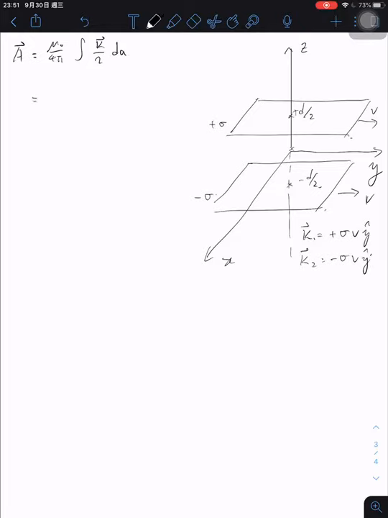Since we have two planes, we have to divide this integration into two parts. Let's say the observer is located at Z. Because of symmetry, it doesn't matter what the X or Y coordinate of the observer is. We can always move the observer onto the Z axis. So the observer is located at a distance Z above the center.